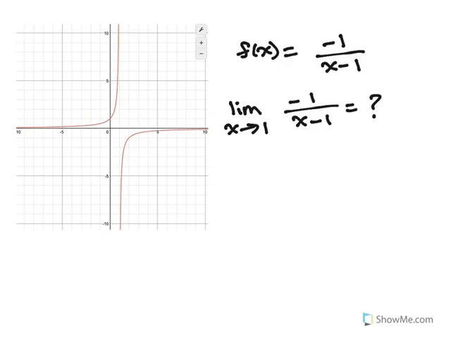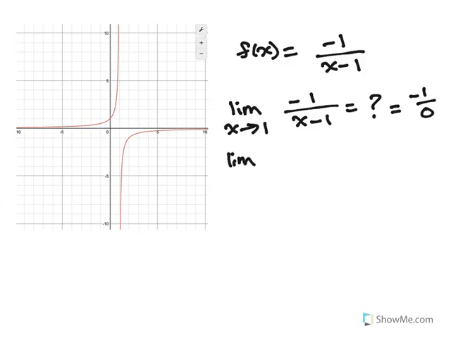Let's look at another function. Negative 1 over x minus 1. If we look at the limit as x goes to 1 for this and we do a direct substitution, I get negative 1 over 0. So we know it's a vertical asymptote. We know the limit doesn't exist. But what else can you tell me about it?